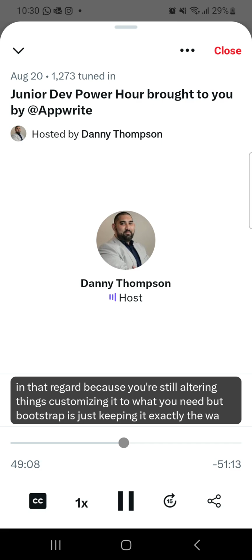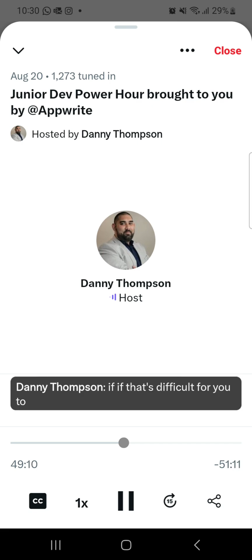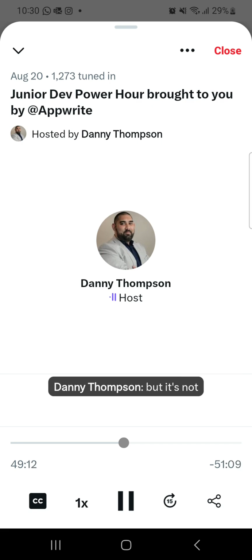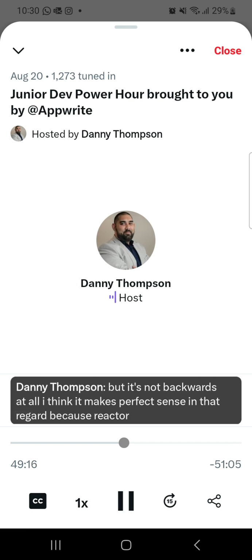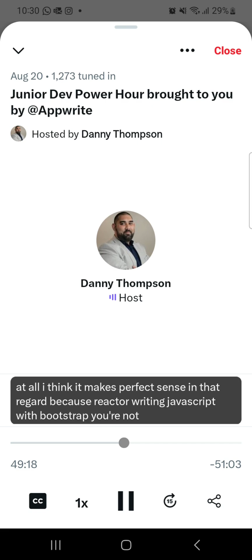So that's why I'm saying it that way. If that's difficult for you to understand, I get it. But it's not backwards at all. I think it makes perfect sense in that regard because with React, you're writing JavaScript. With Bootstrap, you're not writing CSS.